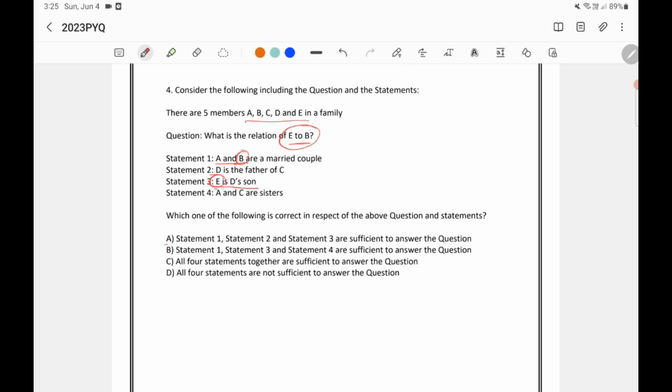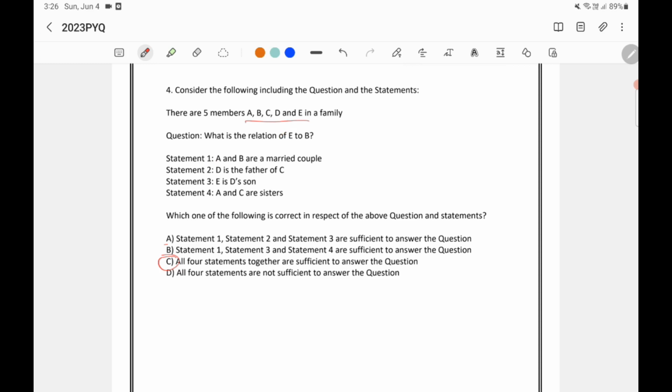Now here in statement 3, E is connected to D. Okay, so now we need to connect D to B, right? So using statement 2, we can connect D to C. And using statement 4, we can connect A to C. And using statement 1, we can connect A to B. So from just analyzing the statements, we can say that all statements will be required. You got it? So actually it was C. All 4 statements are required to answer the question. How did I get it? Just by logic.